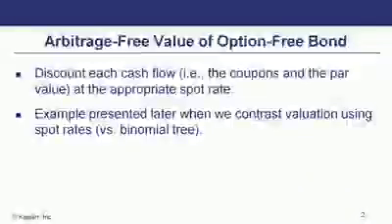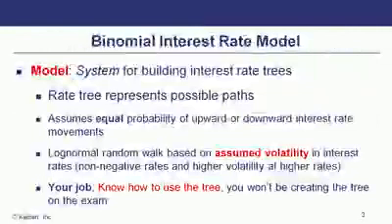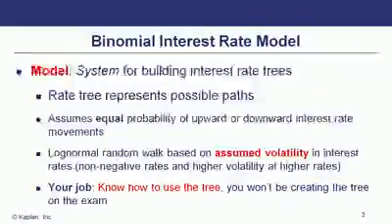So if we want to think of this for option-free bonds, we can discount each of the cash flows at an appropriate spot rate, and we're going to do an example in a little while where we're going to talk about spot rates versus the binomial tree. So we'll get to look at that. But first, let's talk about this binomial interest rate model. So you see this here. You also see it in the derivatives material. And it's pretty easy to deal with.